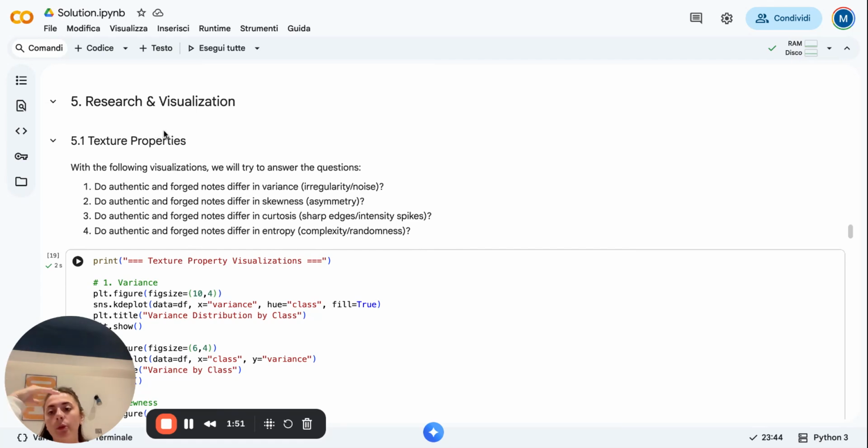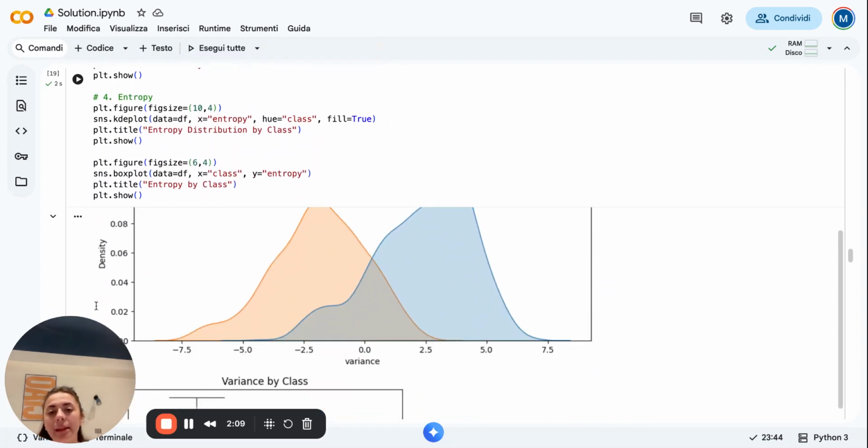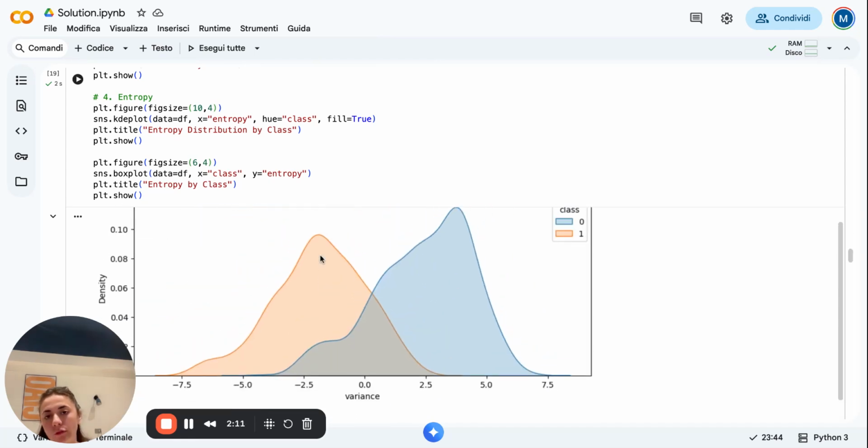Then I went to the part where I asked myself some questions. I decided to divide all the questions that I asked myself into three main categories. The first one was research and visualization. I asked myself questions such as, do authentic and forged notes differ in all four features? I checked all of them. I made two types of graphs for all of them.